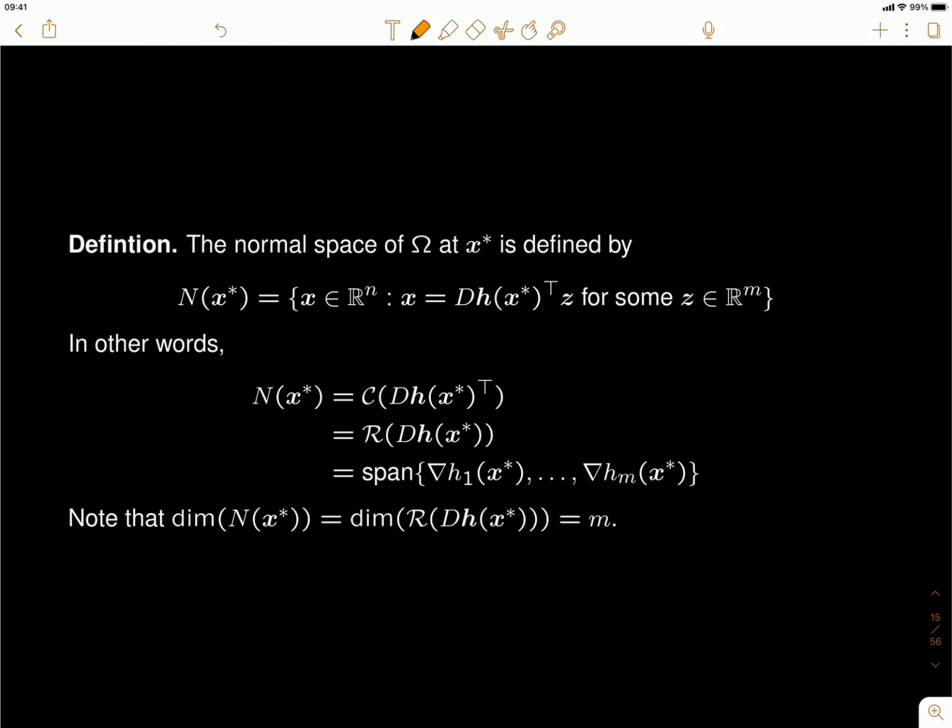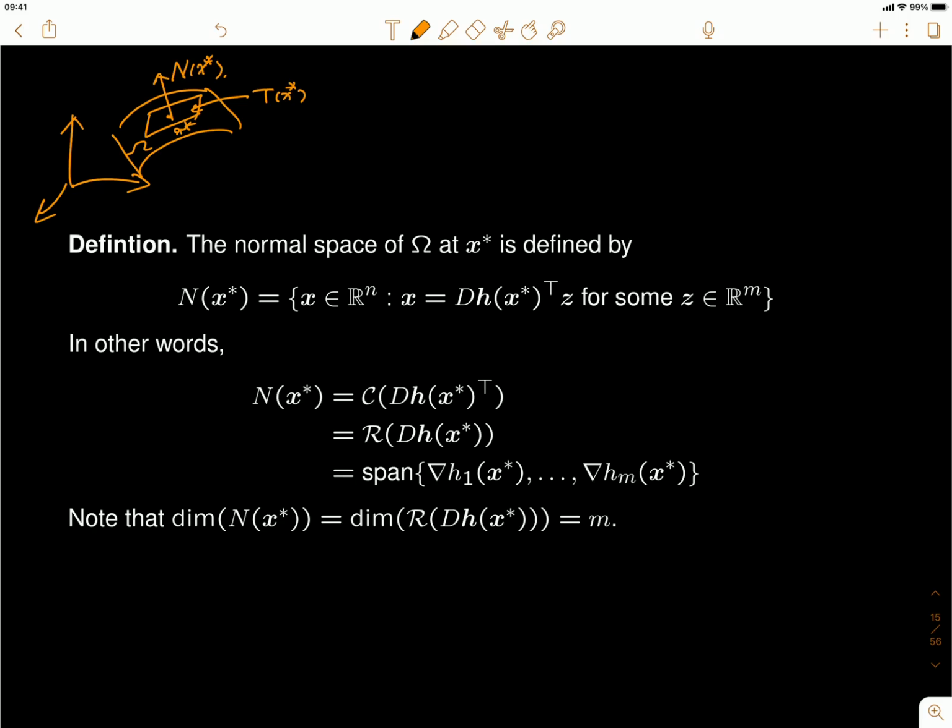Okay, so now we introduce the concept of normal space. The normal space of omega is just the one that is perpendicular to the tangent space. For example, again, we have this omega, we have this point x star, and then we have this tangent plane, and this plane will be x star plus T of x star. You shift it from the origin, but it doesn't matter. And then this is the normal space. It's just like the orthogonal complement of this tangent space. So this will be N of x star.